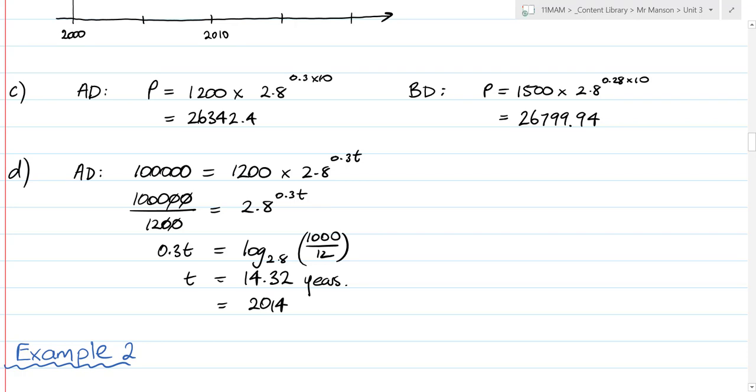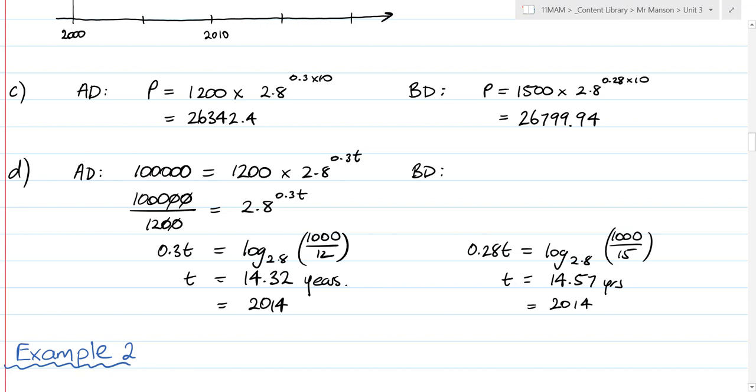And BD, can you do BD for me? If I rearrange it for you, 0.28 P is equal to log base 2.8 of 100,000, and this time it's over 15. I could simplify that more, but 15 divided by 0.28. And so that's also 2014, but a little bit later. So it looks to me like at that stage, BD has been surpassed by AD.